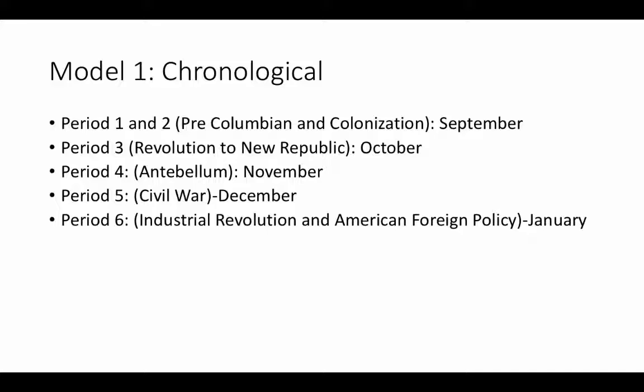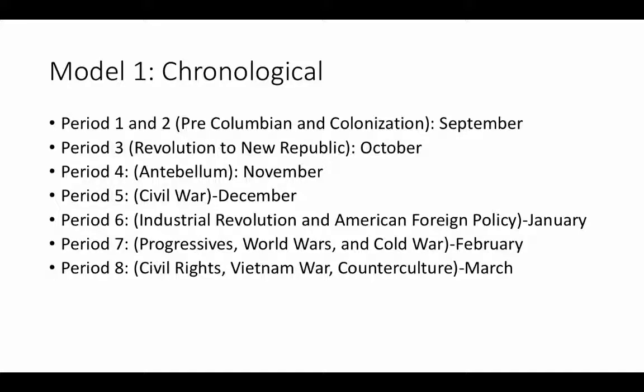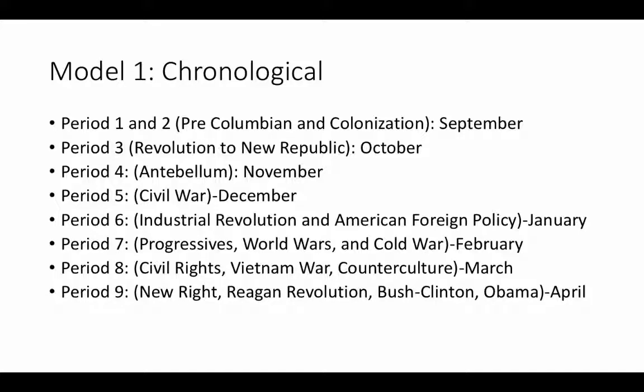Period 6, which includes the Industrial Revolution and American foreign policy or American imperialism within January. Period 7, Progressives, World Wars, and Cold War in February. Period 8, the Civil Rights, Vietnam War, and Countercultural Movement in March. And then Period 9, which again, we're back to that 5% last unit, which we will be going over this week about the content, and that's the New Right, the Reagan Revolution, Bush to Clinton, and Obama within April.